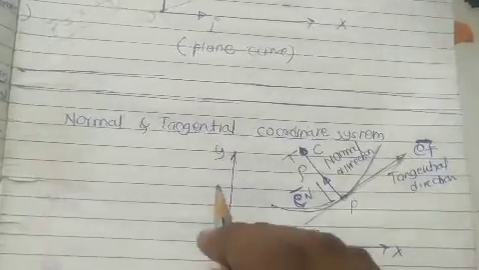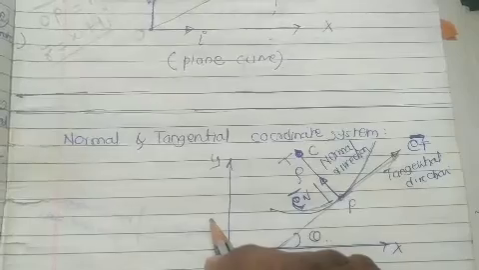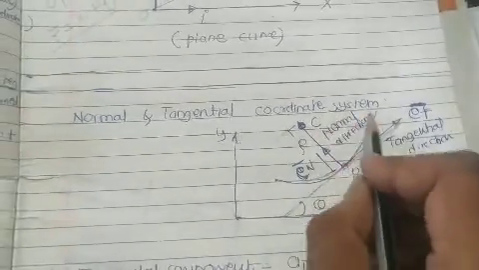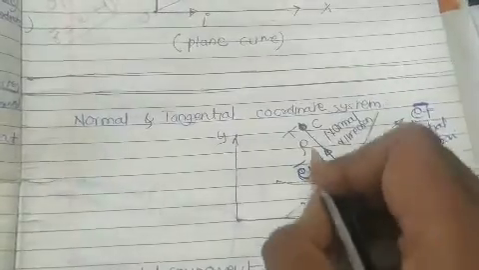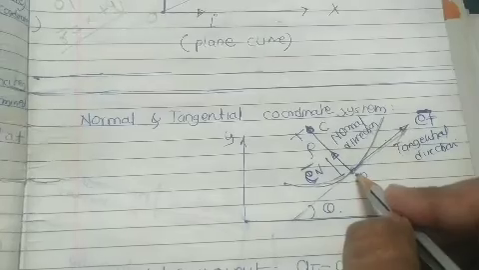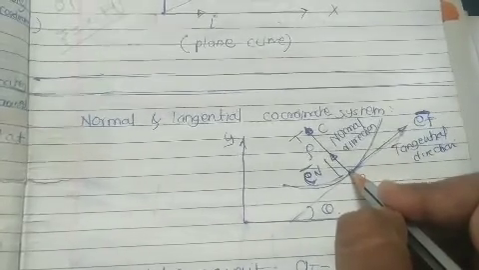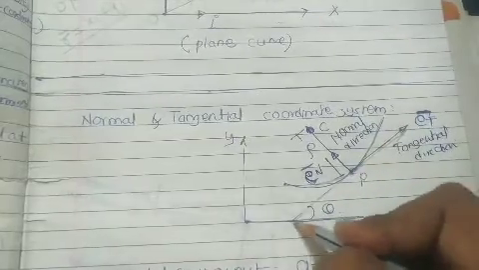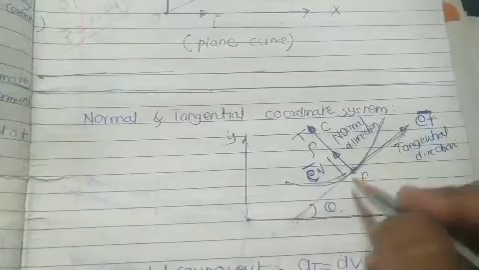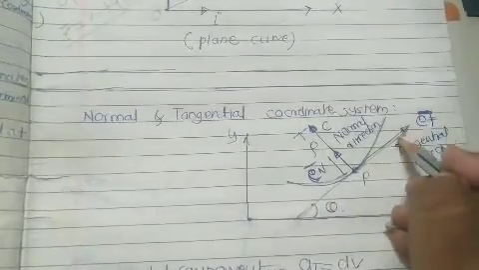Good morning. In curvilinear motion part 1, we studied the rectangular coordinates, and now we are studying the normal and tangential coordinate system. Consider a particle moving along a curve, located at point P at any instant t. As the velocity is tangential to this path, the direction along the tangent drawn at the point is known as the tangential direction.